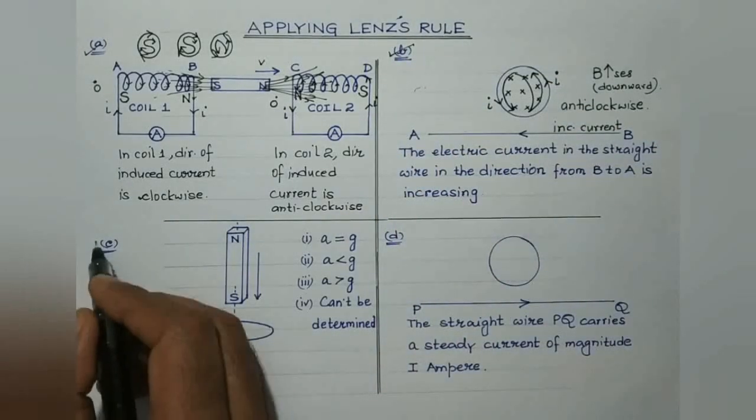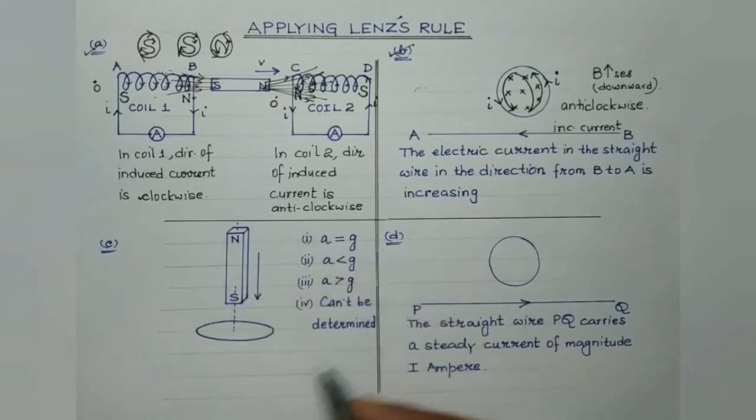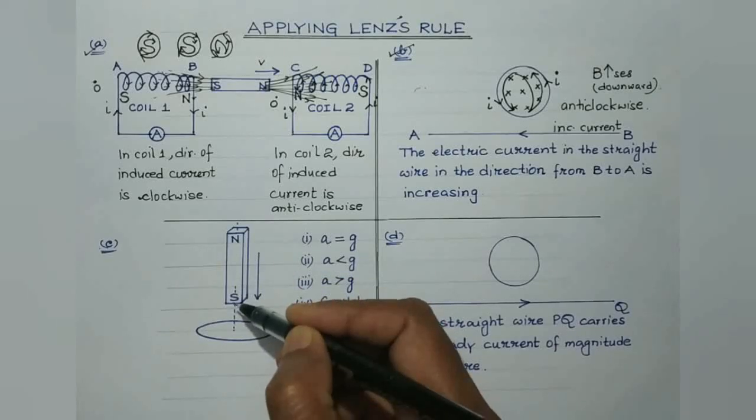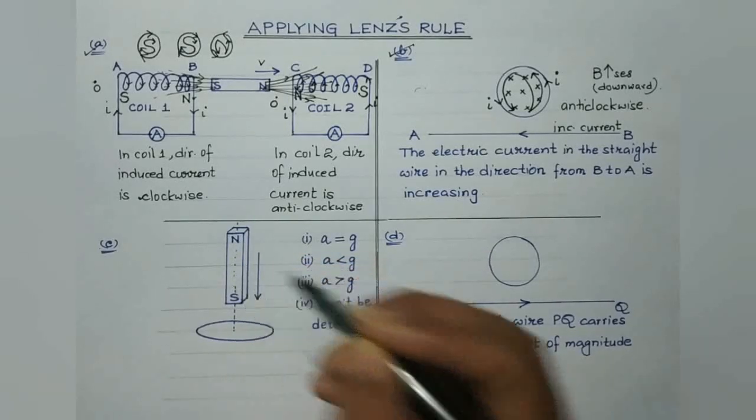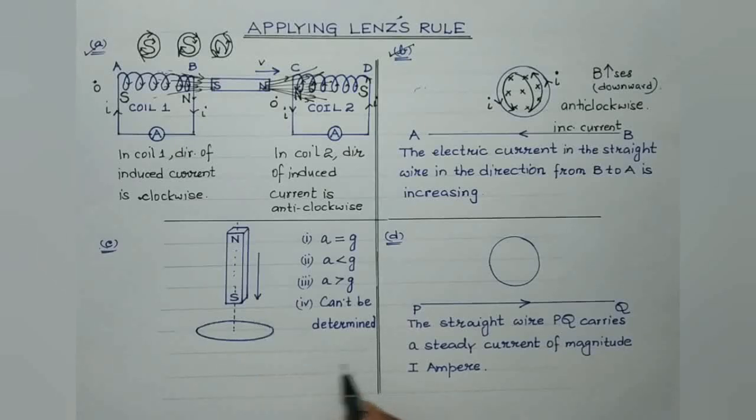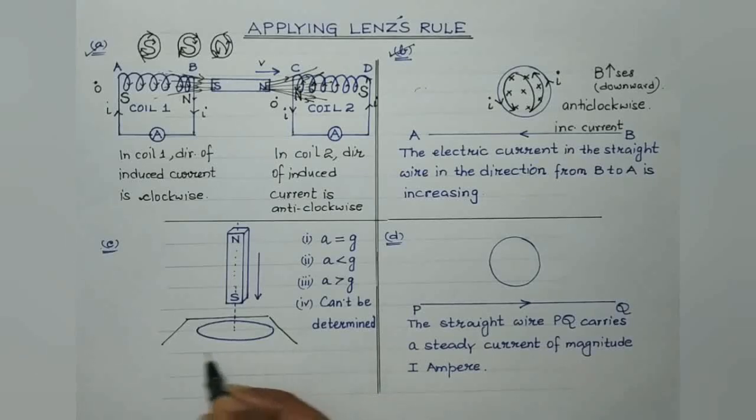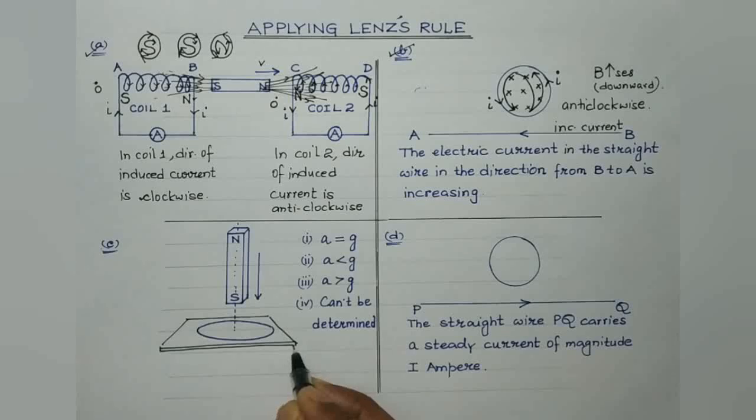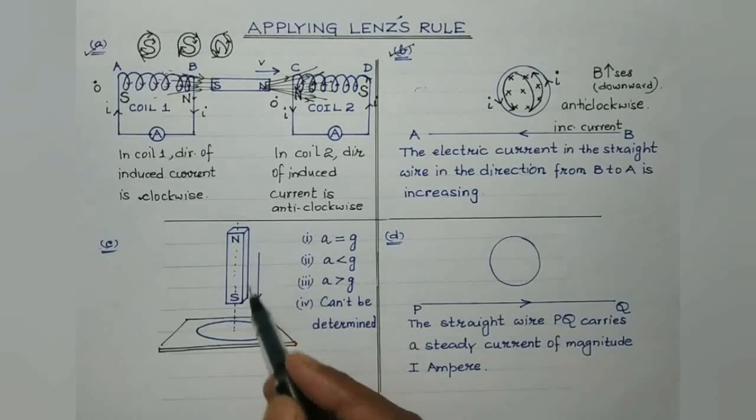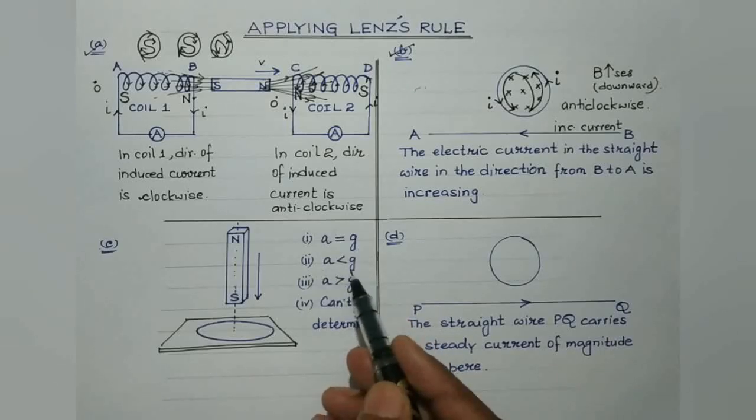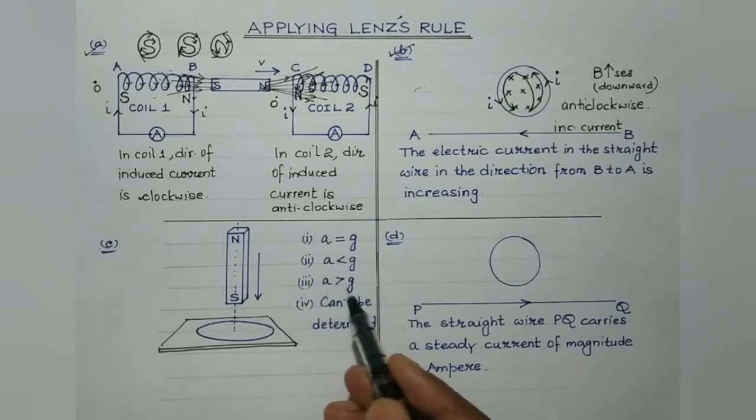Now let's concentrate on question number C. Now here the question is, this is a magnet which is made to fall freely, and it is falling along the axis of a loop which is placed in a horizontal plane. A loop is placed on a horizontal plane like this. So we are supposed to find whether this magnet falls with an acceleration equal to acceleration due to gravity, less than acceleration due to gravity, or greater than the acceleration due to gravity, or can't be determined.